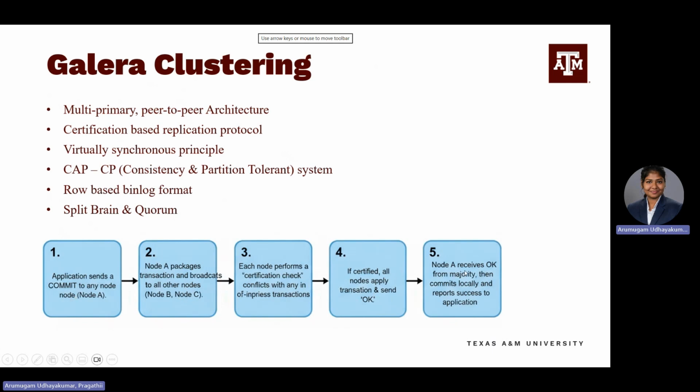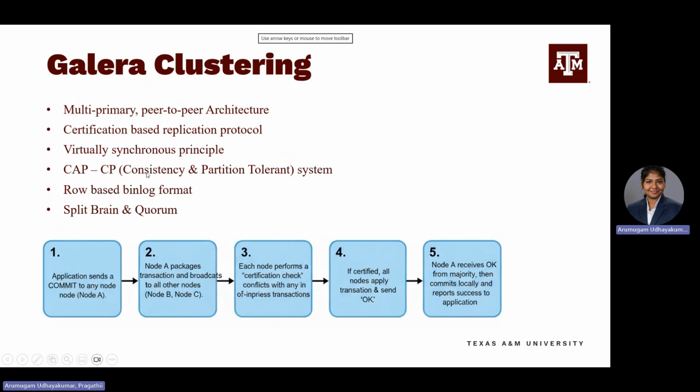Now if node A receives OK from the majority of the nodes in the cluster, it commits the transaction locally and then reports success to the application. So only after receiving majority OKs from the other nodes do we commit the data. This is called the certification-based replication protocol. And this method is called the virtually synchronous principle, because we are not committing the data in the database unless all the other nodes are also replicating the same data.